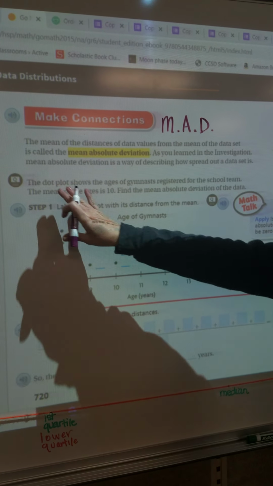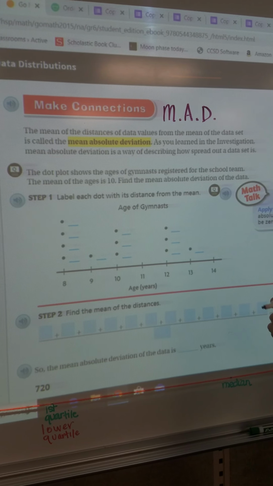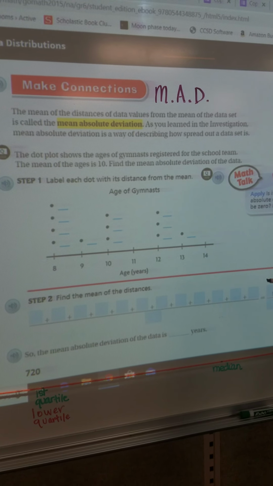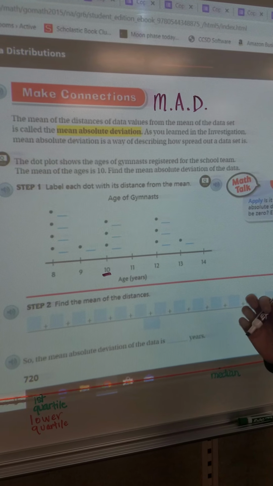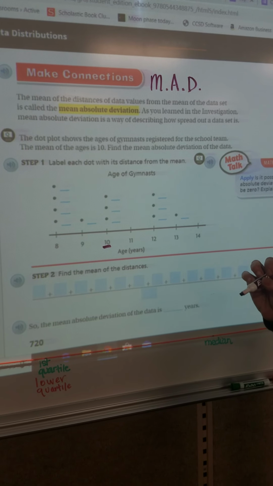It says the dot plot shows the ages of gymnasts registered for the school team. The mean of the ages is 10. Then it says find the mean absolute deviation of the data.